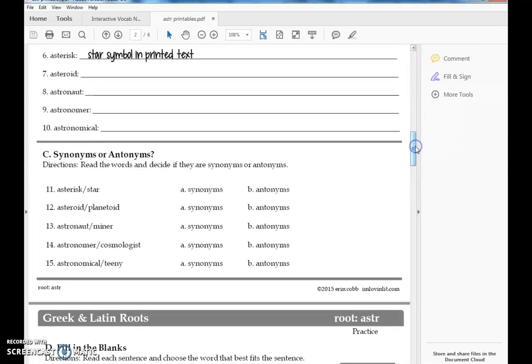The next part is synonym or antonym. You have to determine, are the words a synonym, which means do they mean the same thing? Or are they antonyms? Are they opposites? So that's what you do for 11 through 15.